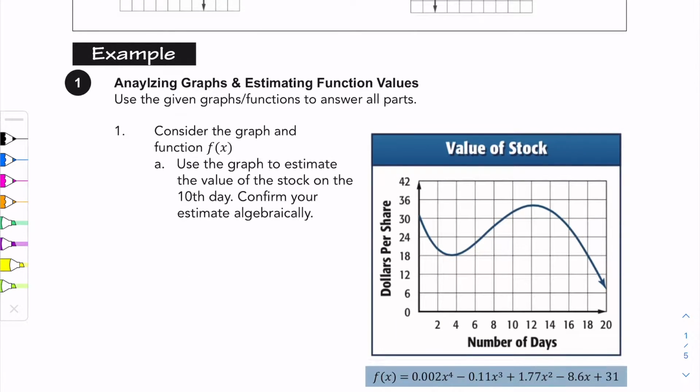So starting off, we're just going to analyze graphs. Basically, this is just how to read a graph. Do you understand what the x-coordinate represents, and do you understand what the y-coordinate represents? So number 1 says consider the graph of the function and use the graph to estimate the value of the stock on the 10th day. And then we're told to confirm our answer algebraically.